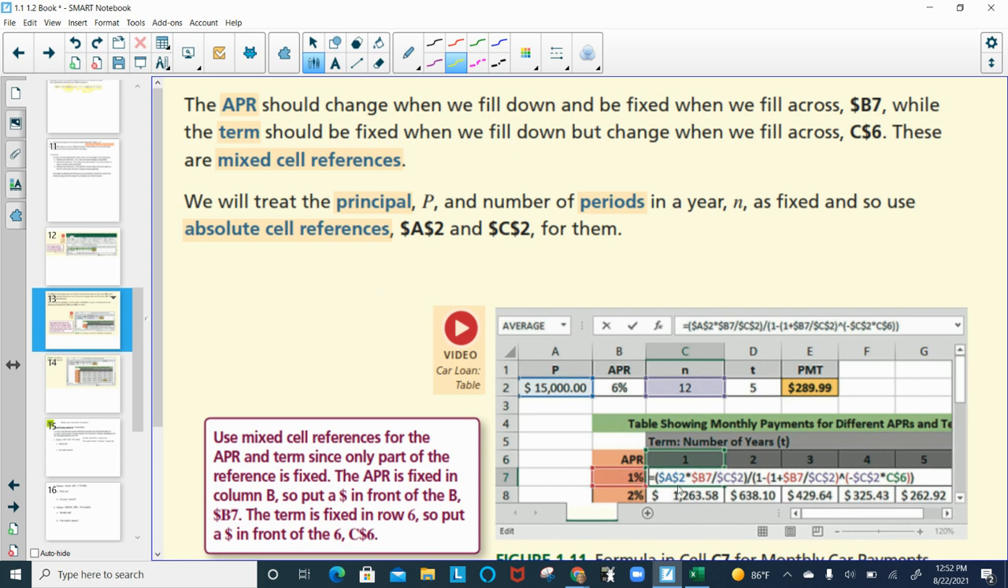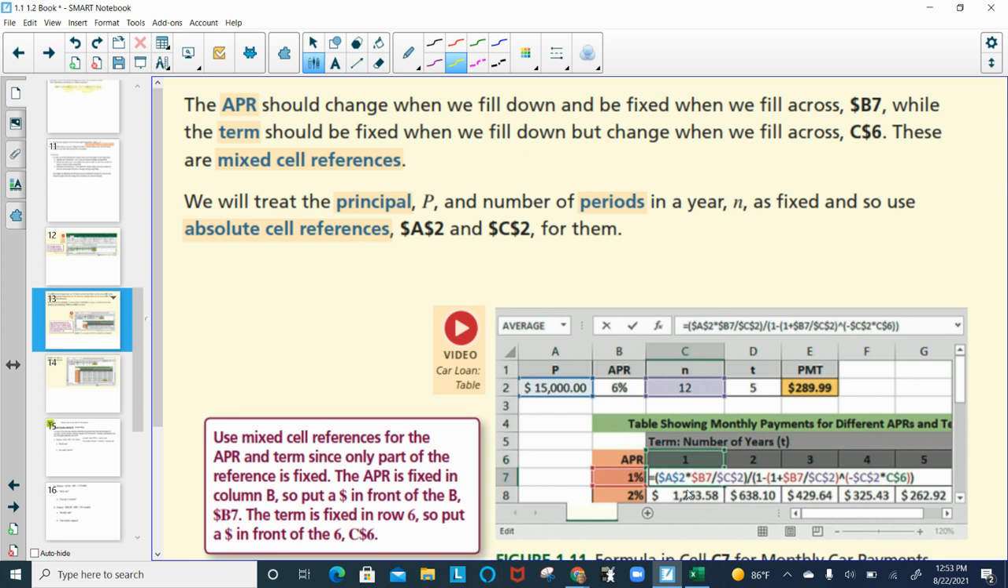So what we're going to do in row 1, I kind of want to give you a little preview. That 15,000 is going to get an absolute reference because we want that principal to stay the same. Similarly, that N of 12, see that C2, how it has a dollar sign and a dollar sign? That is going to get an absolute reference. But the APR and the T are going to get mixed ones. So if you think about this for just a second, the APR is in rows, correct? So that's rows that have numbers.